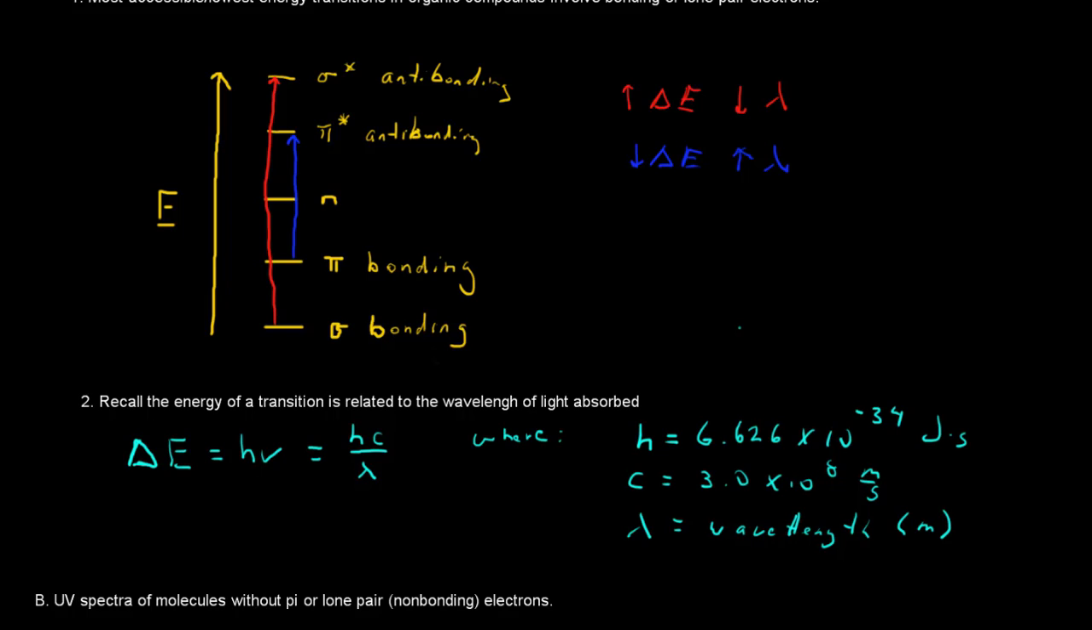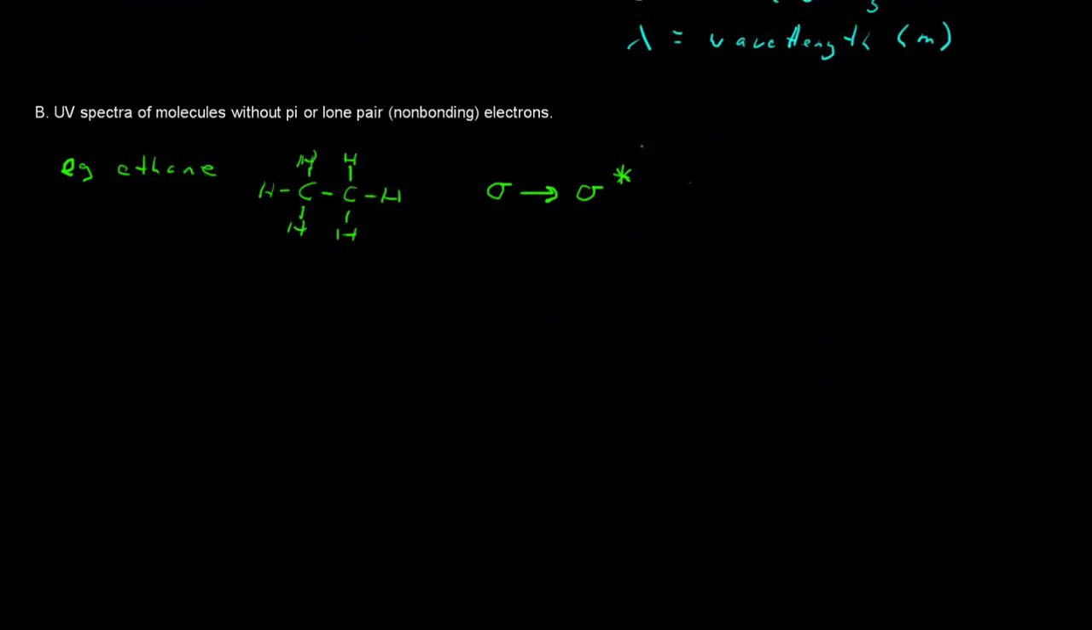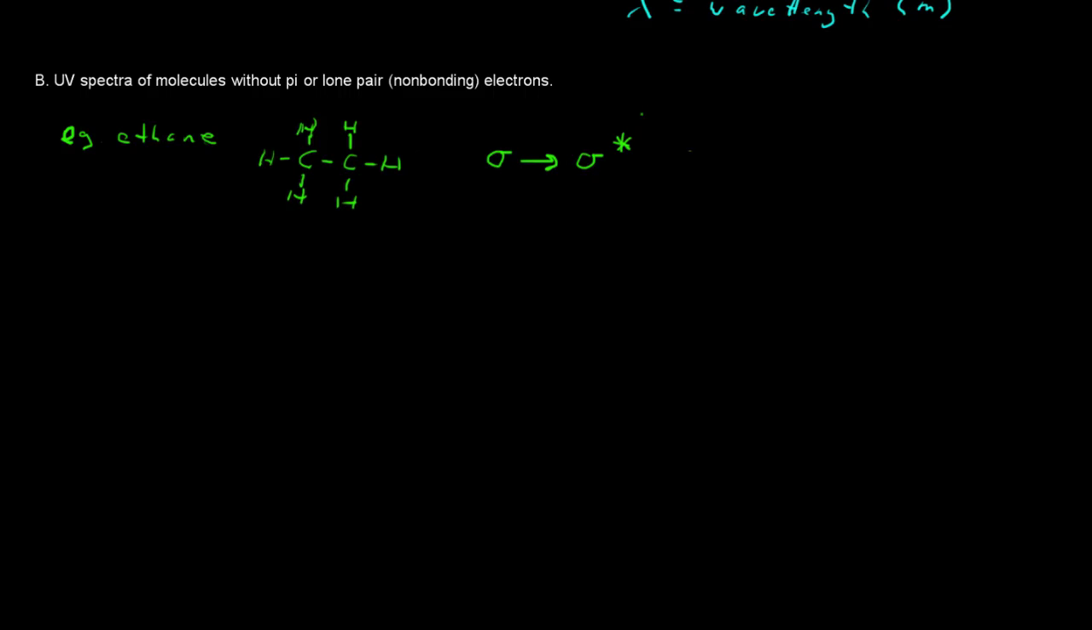We were taking an electron in a sigma bonding orbital, that could be any one of these sigma bonds in the molecule, and exciting it to a sigma star antibonding orbital. And so this corresponds to a fairly large change in energy. And so the associated wavelength will be fairly short. And it turns out that the wavelength associated with the sigma to sigma star transition in a saturated hydrocarbon like ethane has what we call lambda max, lambda max being the wavelength, of about 135 nanometers.